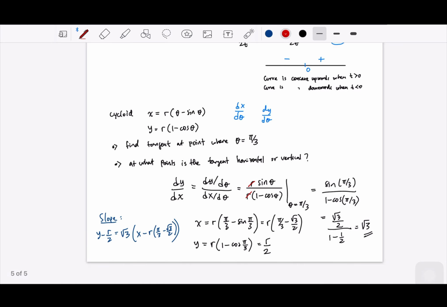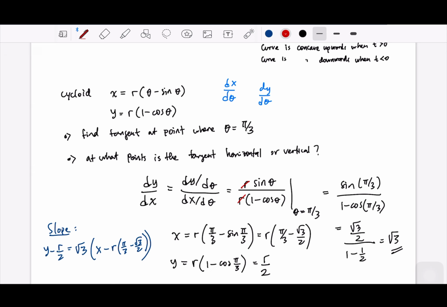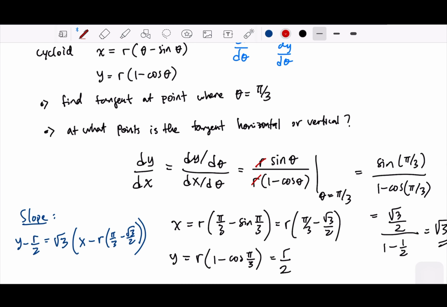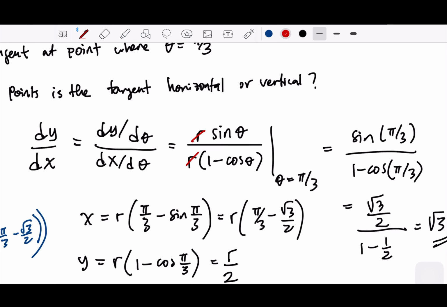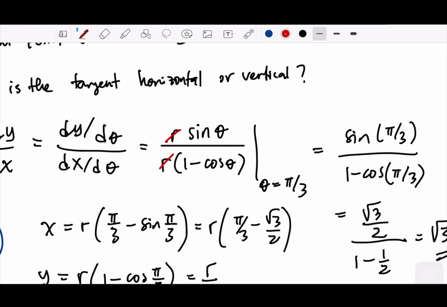Last Tuesday, we ended on this question. For number 1, define the tangent at a point. I think it can be done easily. You just find dy over dx using the chain rule, and you use theta as the parameter, not t. You can use theta equal to pi over 3 for evaluation, and then you get the value.